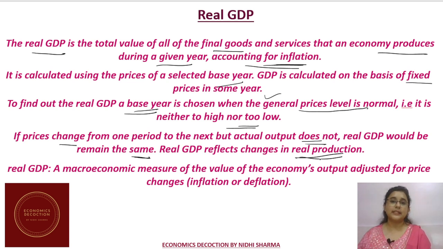Real GDP basically reflects the changes in real production, how much output has been produced in the economy, accounting for inflation. Real GDP is a macroeconomic measure of the value of the current economy's output adjusted for price changes, that means either for inflation or for deflation. So when we measure the value of the output produced in an economy considering the impact of inflation or deflation, then it is known as real GDP.